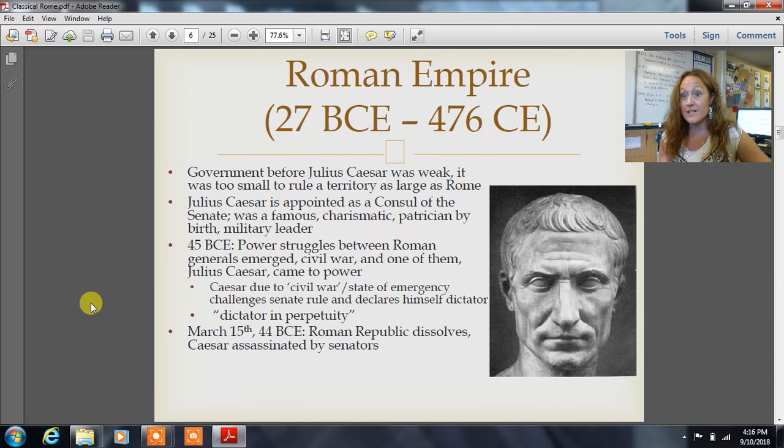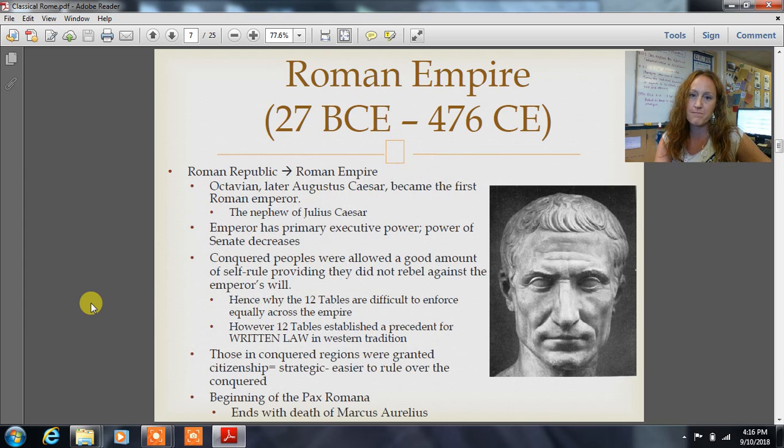And you may think, okay, let's go back to being a republic. Well, that's not going to be the case, because the senators recognize that the Roman Empire had become too large to be ruled in the manner in which it was being ruled, and so this is when it will evolve into an empire, or an imperial government.